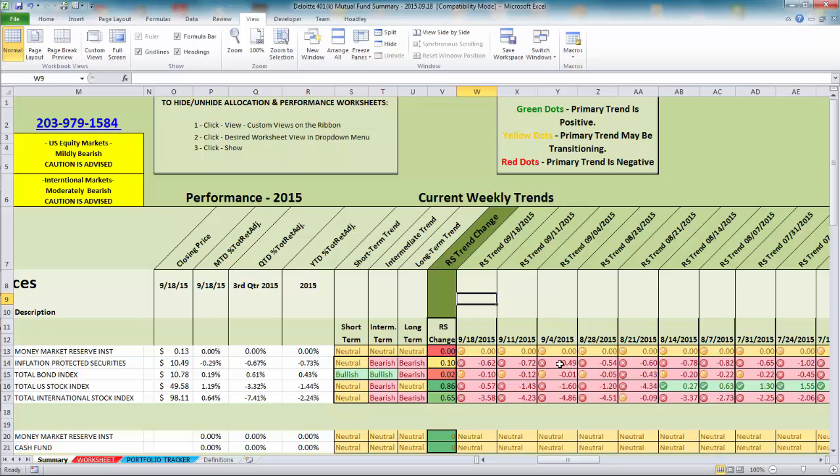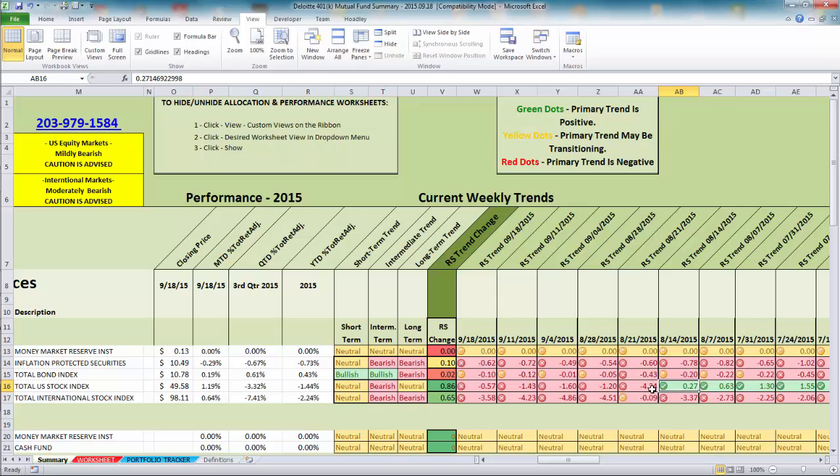Aside from the red, green, and yellow cells that we show on this side, we also have a numerical value assigned each week to show the relative strength trend score for each of the funds in your 401k plan. When these numerical values are negative, the funds are generally weak, and when the values are positive, you'll see green cells, and that means that the funds are generally performing or showing some strength.